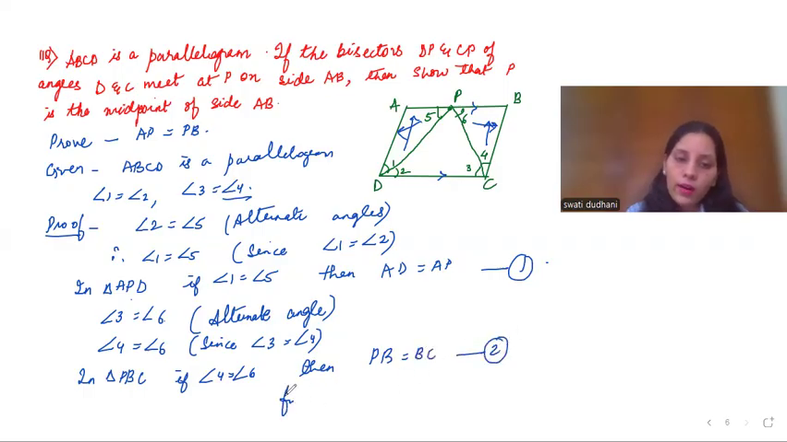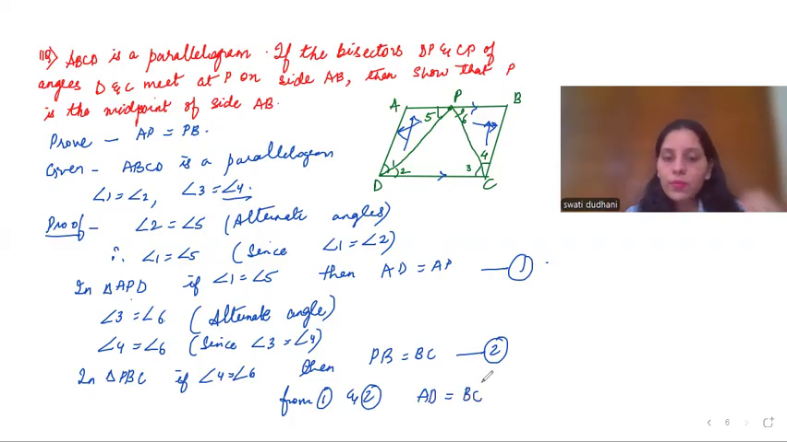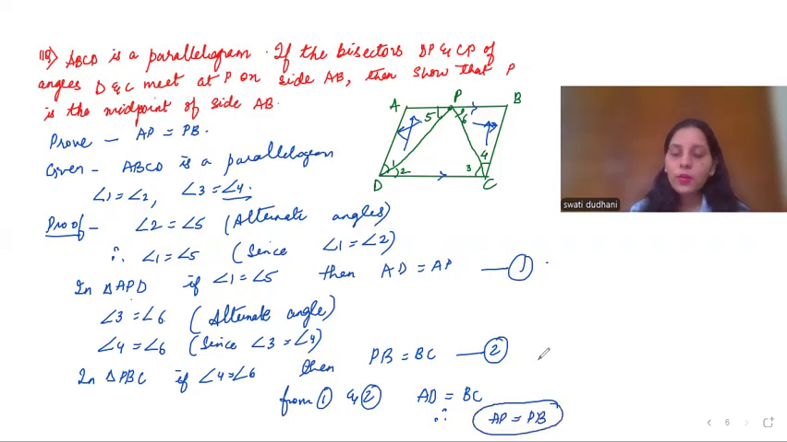Now from 1 and 2, what do we know? We need to prove AP and BP are equal. We know AD and BC are equal, isn't it? Because in a parallelogram, opposite sides are equal. So if AD and BC are equal, from 1 and 2, I can write AP and PB equal. Because if one side is equal, the other side will also be equal. I hope this is clear. So it is all about the properties. If you are good at properties, you will feel this easy.